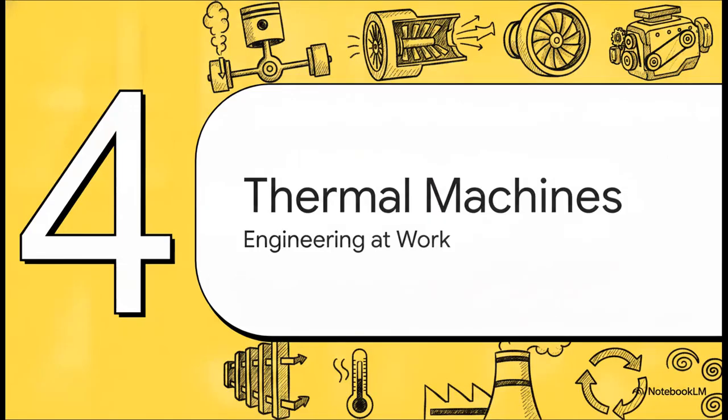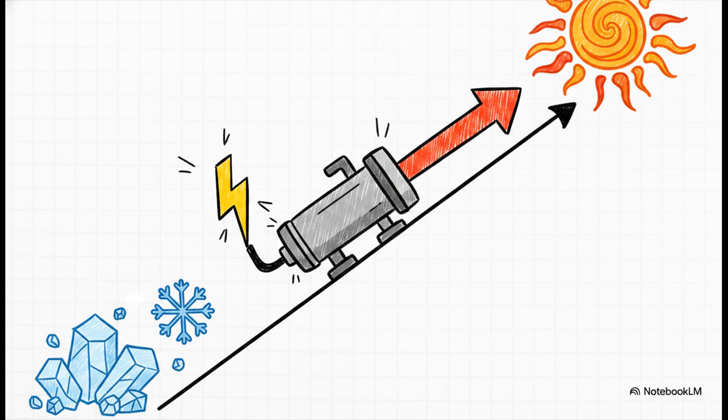All right, Module 4, Thermal Machines and Cycles, Engineering at Work. Let's shift gears and look at how engineers physically manipulate these laws in the real world. Take the heat pump, for example. It's absolutely fascinating because its entire job is forcing heat to move against nature. It pulls heat from a cold area and pushes it into a hot area, which, as you might guess, requires net mechanical work to be put into the system to make it happen.